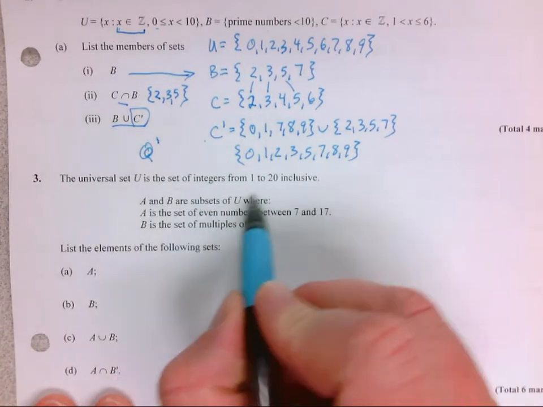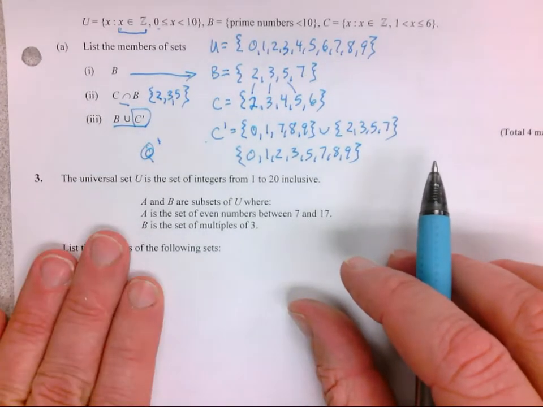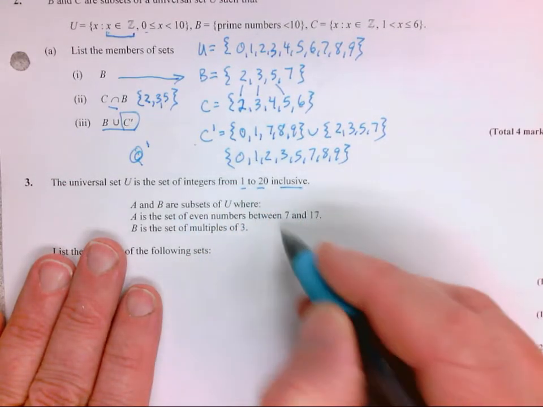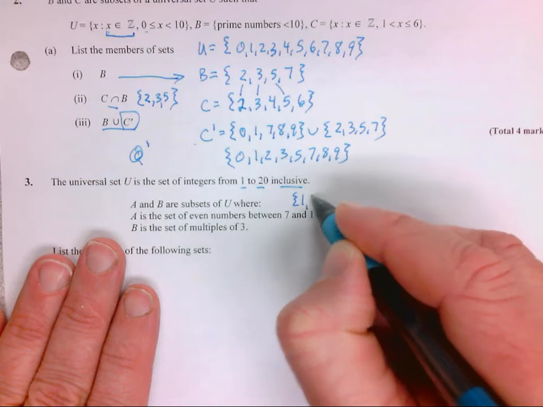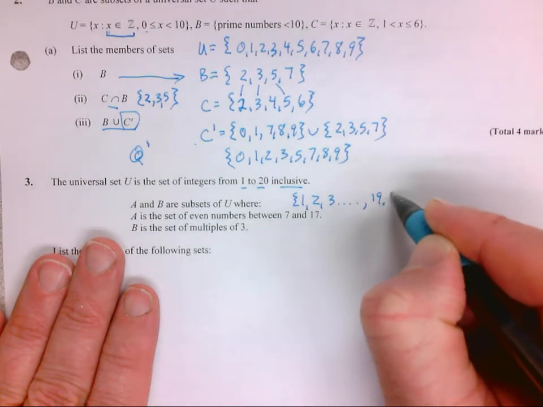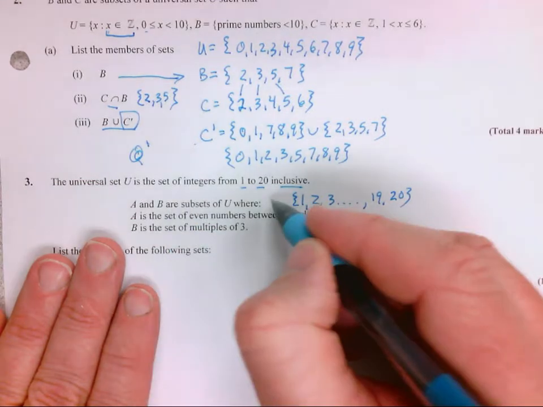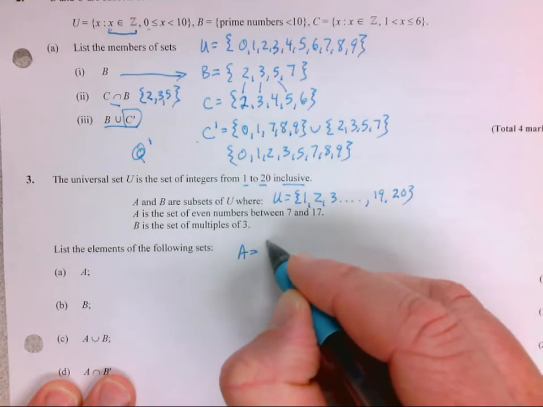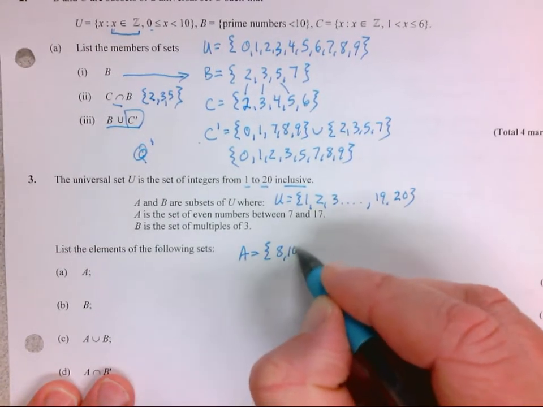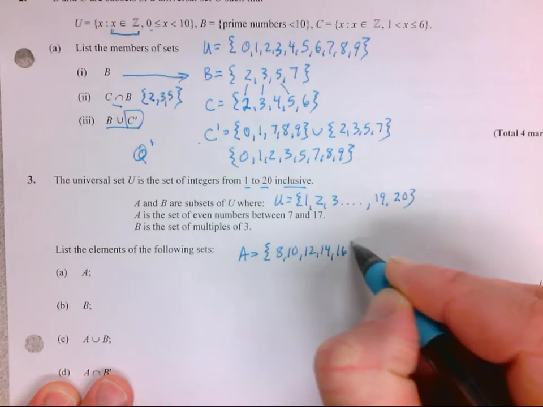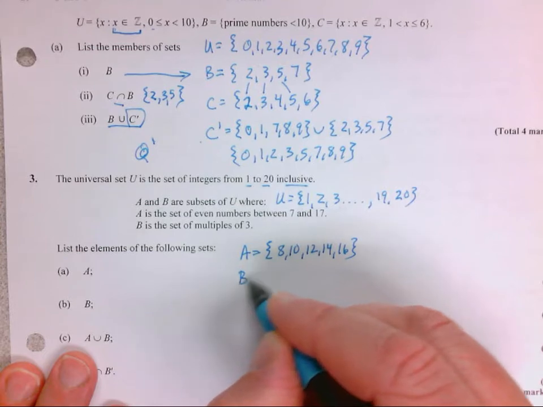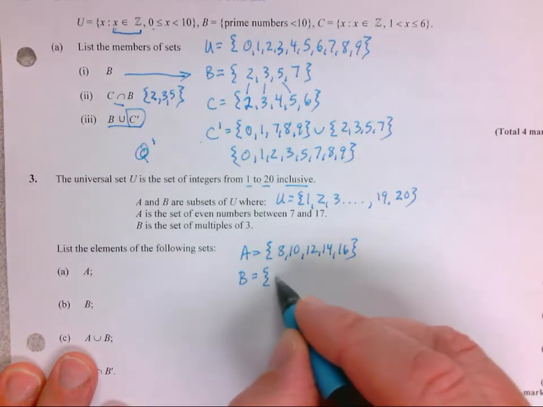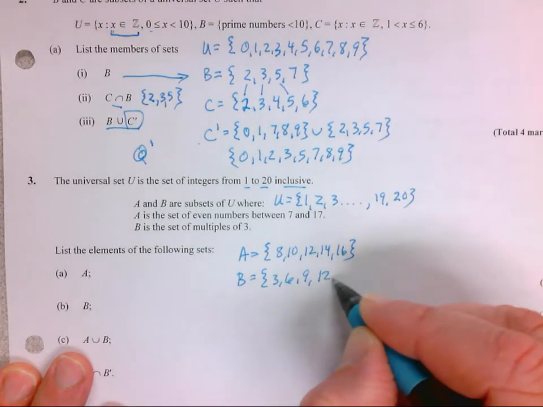Again, I'm going to look at the sets. Before I answer the question, I'm going to list the sets. Universal set of integers from 1 to 20 inclusive. So we're talking about 1, 2, 3, 19, 20, including 1 and 20. That's our big set. A, even numbers between 7 and 17, so the next one would be 8. B is the multiples of 3. So starting, the first multiple of 3 would be 3, 6, 9, 12, 15, 18.